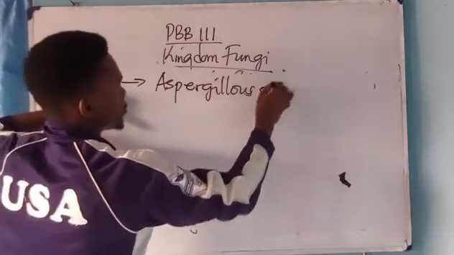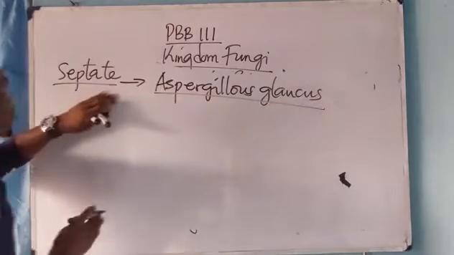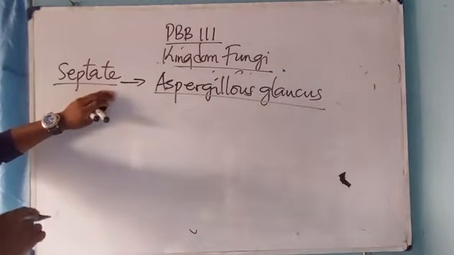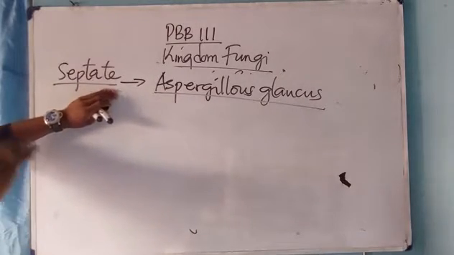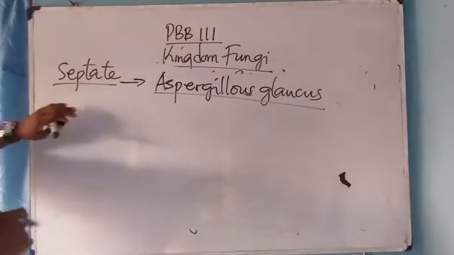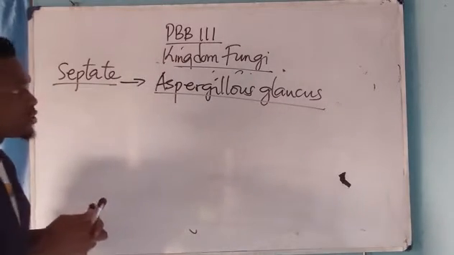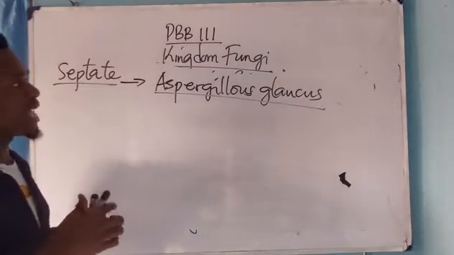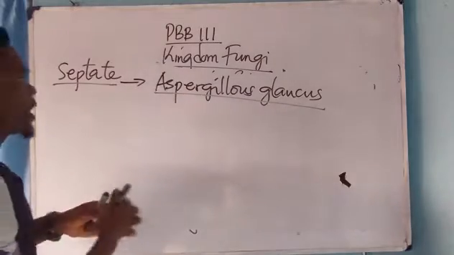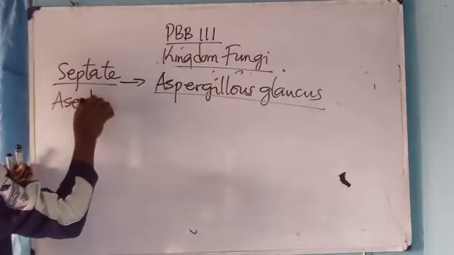Aspergillus glaucus. All right, Aspergillus glaucus is what? Septate, which means that the hyphae are divided into different divisions by what? A cross wall, by a particular wall. Now, the ones whose hyphae are not divided by cross walls and they have a large mycelium, such hyphae are said to be what? Aseptate.